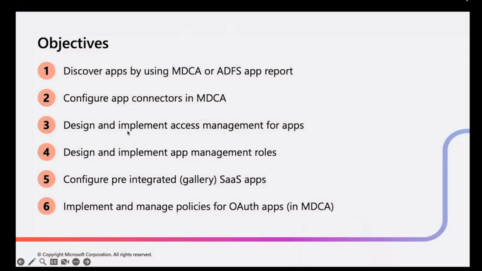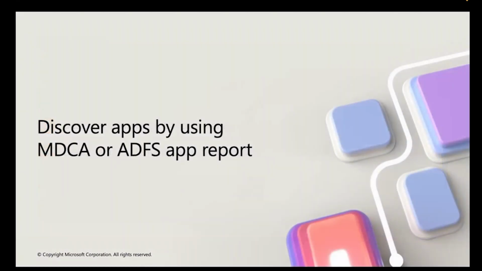Third is design and implement access management for applications. Then we have the topic design and implement app management rules. Next is configure pre-integrated gallery SaaS application and implement and manage policies for OAuth apps in MDCA. These are different topics that we will cover one by one. So first of all, when we talk about discover applications by using MDCA or ADFS app report, let's see what we get in this.